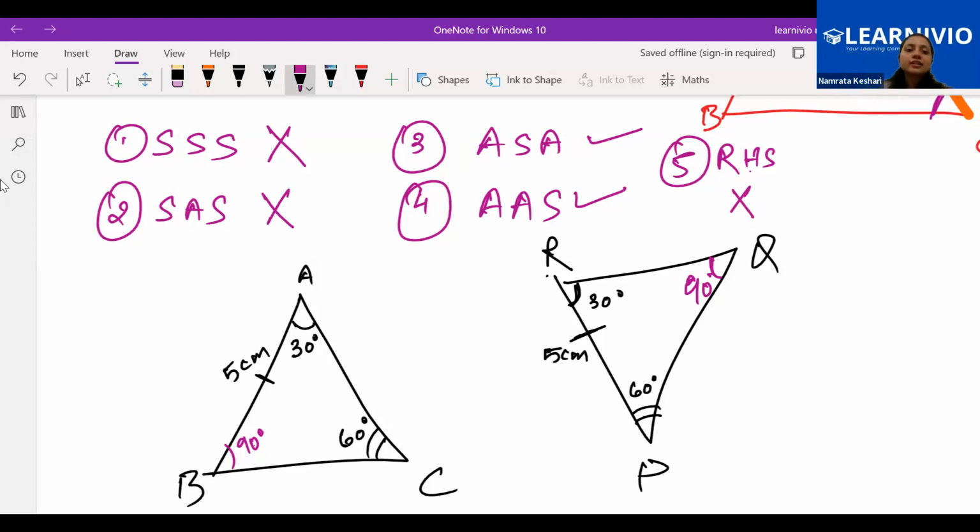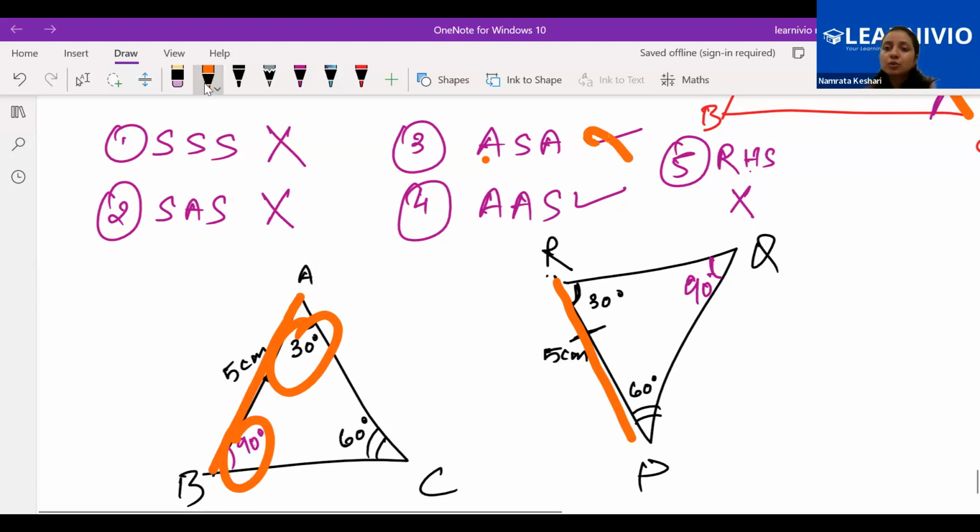Okay, so let's match it. We can take one of the sides over here equal to one of the sides over there. And then angle, side, angle, if we are thinking that, then this 30 degrees and this 90 degrees and the included side, the side included between 30 degrees and 90 degrees, has to be the same. That is not the scenario over here. So this is not matching. Yes or no?